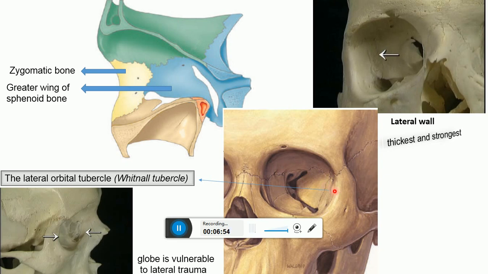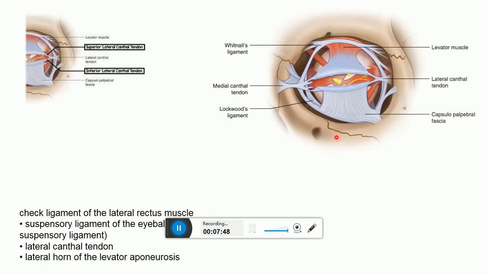Here is the lateral orbital tubercle, a small elevation of the orbital margin of the zygomatic bone, lying approximately 11 mm below the frontozygomatic suture. This important landmark is the site of attachment of four structures: the check ligament of the lateral rectus muscle, the suspensory ligament of the eyeball, also known as Lockwood suspensory ligament, the lateral canthal tendon, and the lateral horn of the levator aponeurosis. This is the lateral canthal tendon attached to the tubercle.